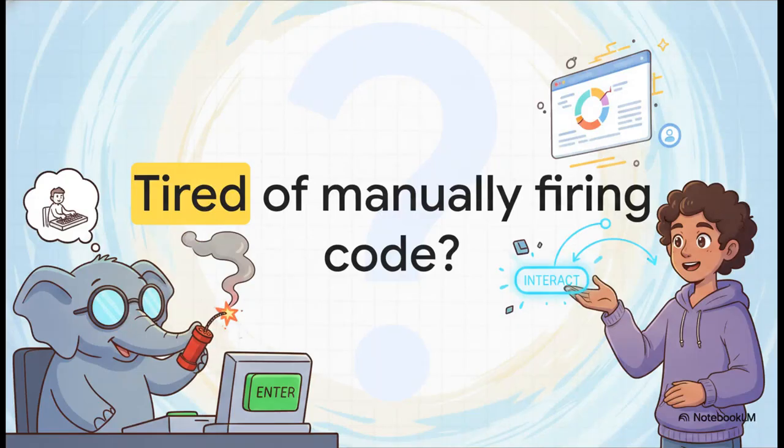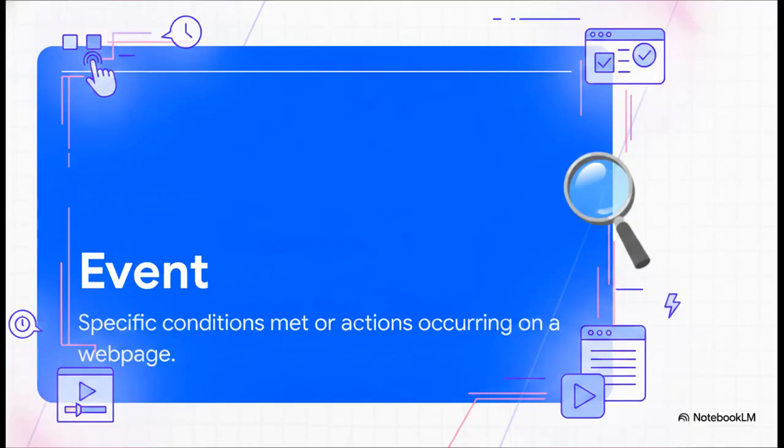So let's just address the elephant in the room right off the bat. In professional development, we don't just sit there firing code manually by hitting enter in a console. That's great for practice, sure, but out there in the wild, when someone visits our webpage, we want our code to react automatically. We want the page to respond directly to the user, not just sit there waiting for the developer to do something. The absolute secret sauce here is understanding that these automatic triggers are called events.